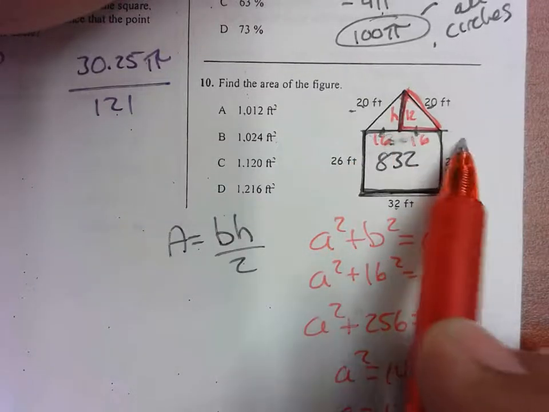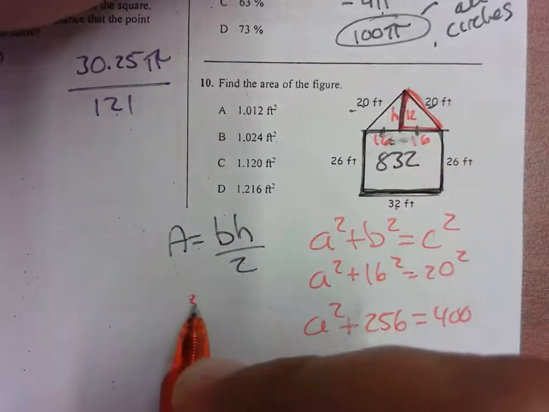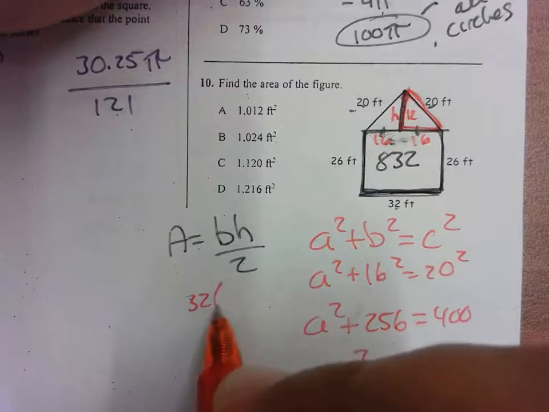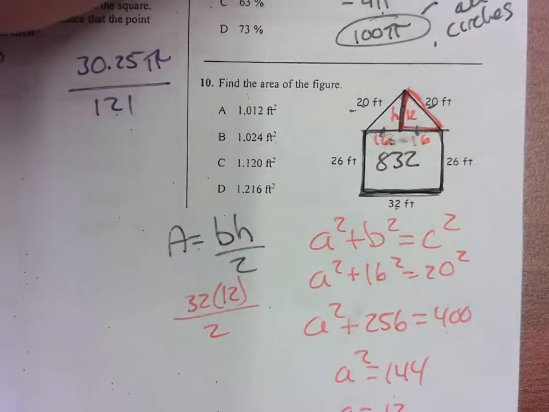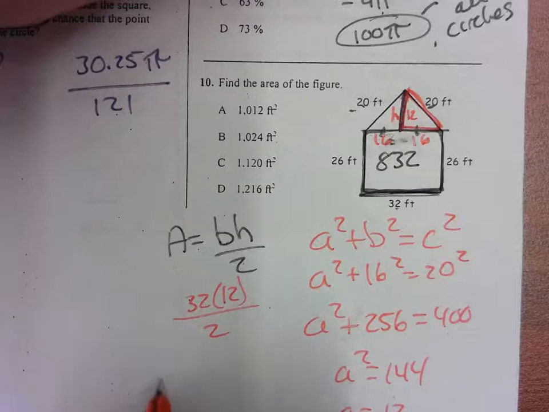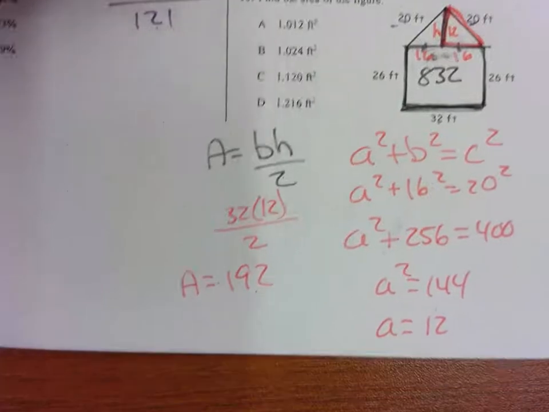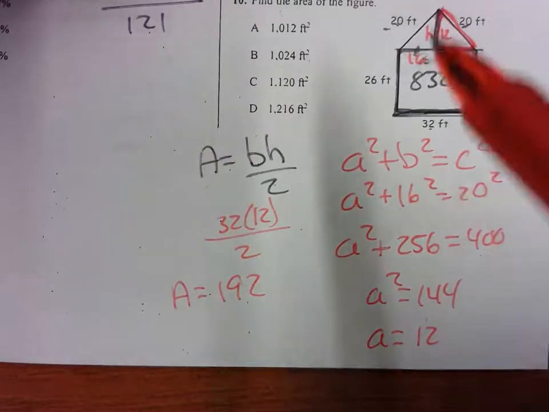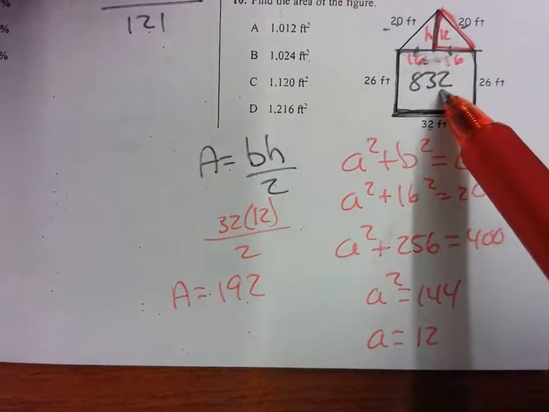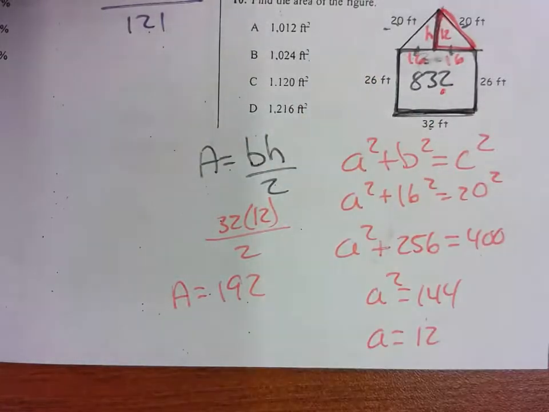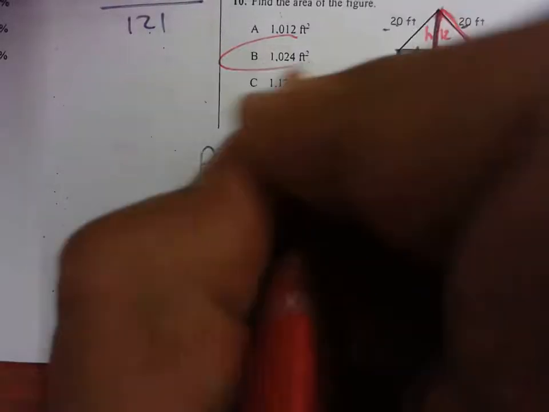So the base of the triangle is 32. The perpendicular height we just found out was 12. Multiply them together and divide by 2. The area of the triangle is 192. That still doesn't give me the right answer, because the area of the square is 832. You have to add those two together to get the area of the entire shape. There's your answer.